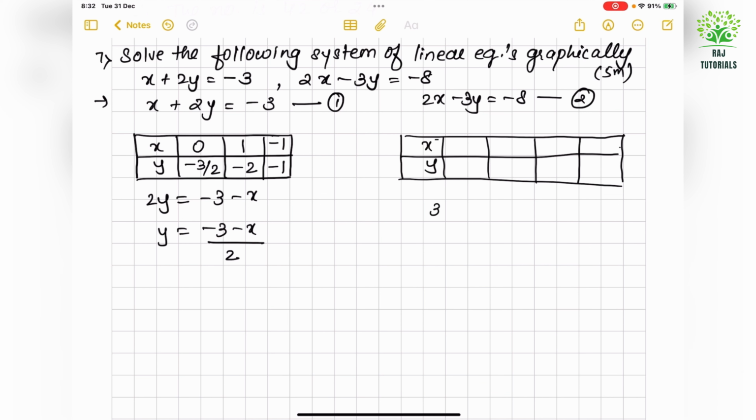Now here I can say 3y will be equal to 2x plus 8. So y will be (2x plus 8) by 3. Now, if I put 0 first, 2 into 0 will be 0, 0 plus 8 will be 8, so my answer will be 8 upon 3. Same way, if I put half, 2 into half will be 1, 1 plus 8 will be 9, 9 divided by 3 will be 3. And if I put 2, 2 twos are 4, 4 plus 8, 12, 12 divided by 3 will be 4. So I got 3 points. Now I need to plot them and show it on the graph.